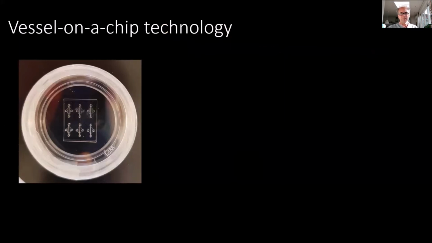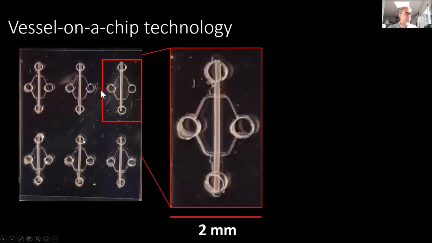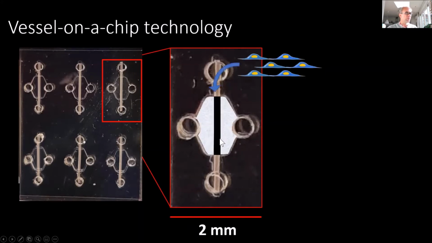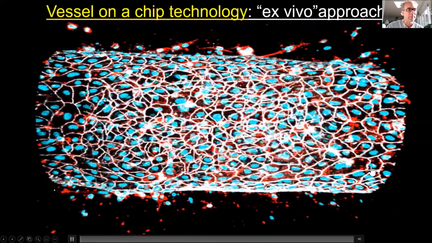Now, for the last couple of minutes I'd like to show you the vessel-on-a-chip technology that we currently use in the lab. These are very small chips, only about 2 millimeters. We can fill these areas with matrix proteins, and the area in between, the tube, we can fill with endothelial cells, put it on a rotor in the overhead bin, and then we have a nice monolayer of endothelial cells that allows us to also study, for instance, permeability.